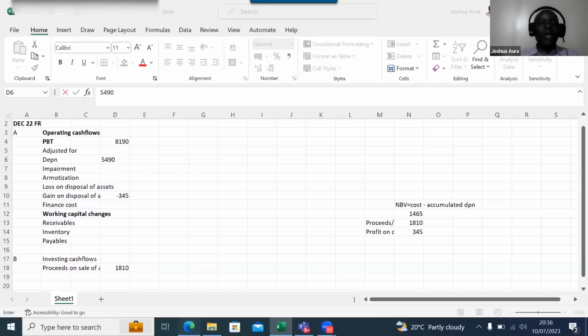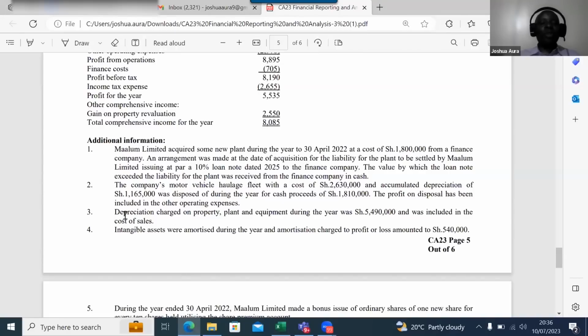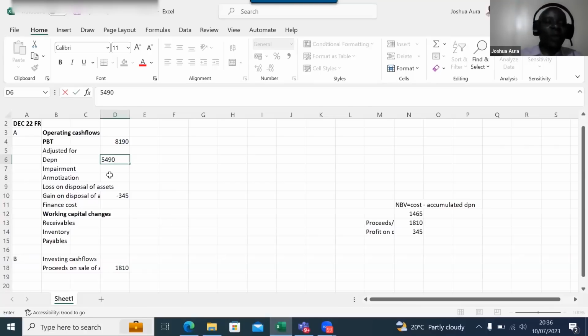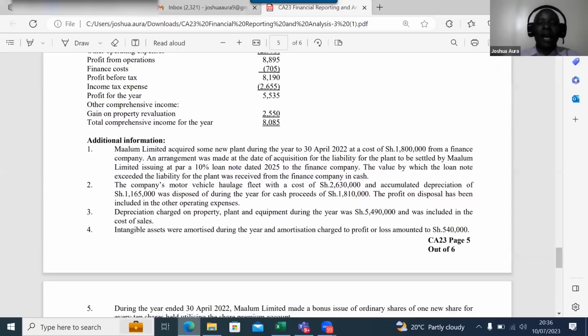So then, ladies and gentlemen, from there, you continue nicely. Note number 4. Intangible assets were amortized during the year, and the amortization charge to profit or loss amounted to 540. I've never understood why students fail in some of these things. This is a straightforward thing. Already you have amortization of intangible assets. So you come under amortization of intangible assets, and you put 540.